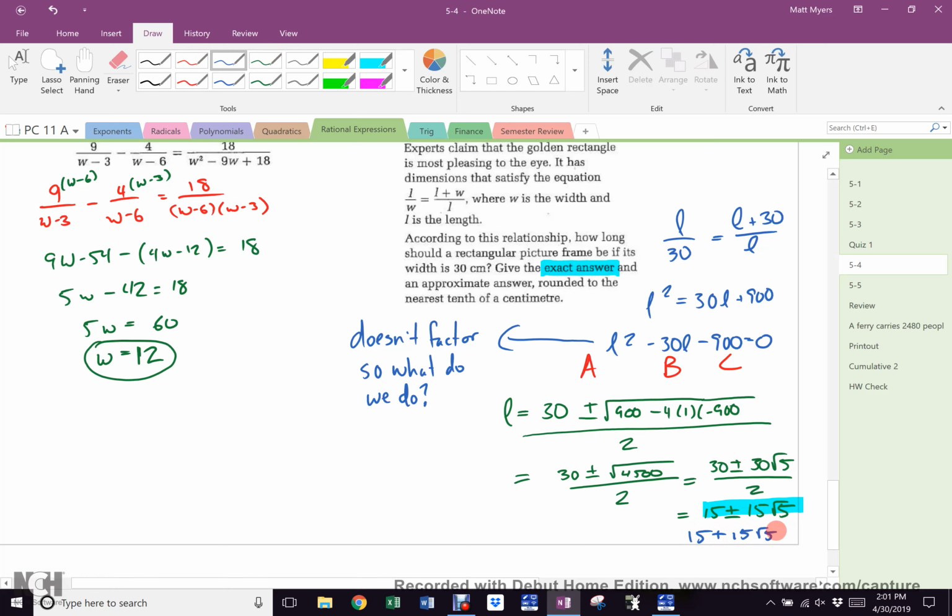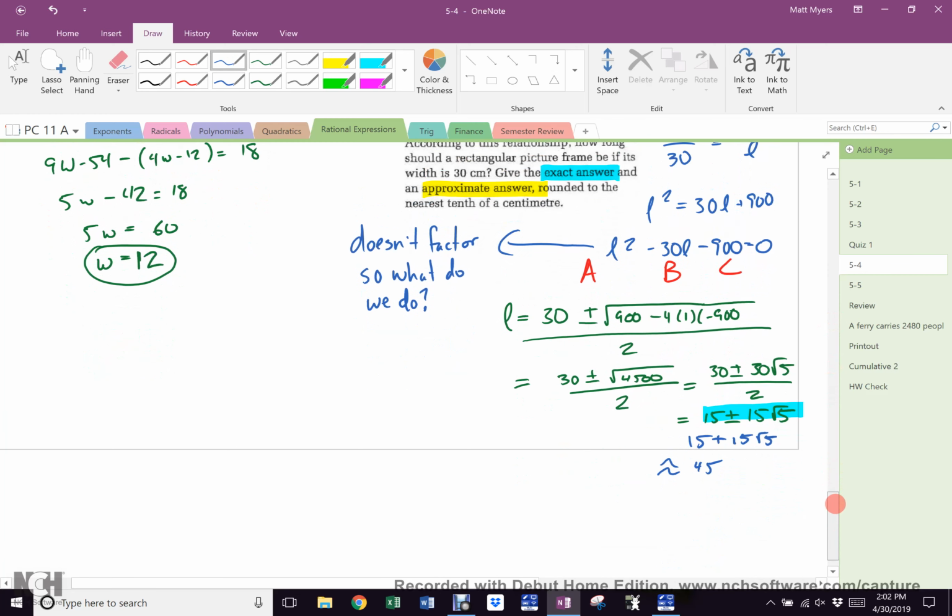Right? And the rounded answer, the root of 5 is a little bit more than 2. 15 times a little bit more than 2 is a little bit more than 30. Plus 15 is a little bit more than 45. Approximately 45. Right? And that's where we stand right now.